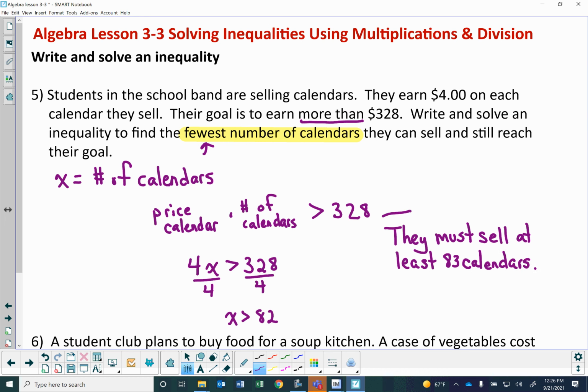Okay, so we've defined our variable, wrote our inequality, and we solved and interpreted our answer because it said find the fewest number. Well, the fewest number would be 83. 83 calendars will give them more than $328. Anything over 83 is bonus for them. So they must sell at the very minimum 83 calendars.